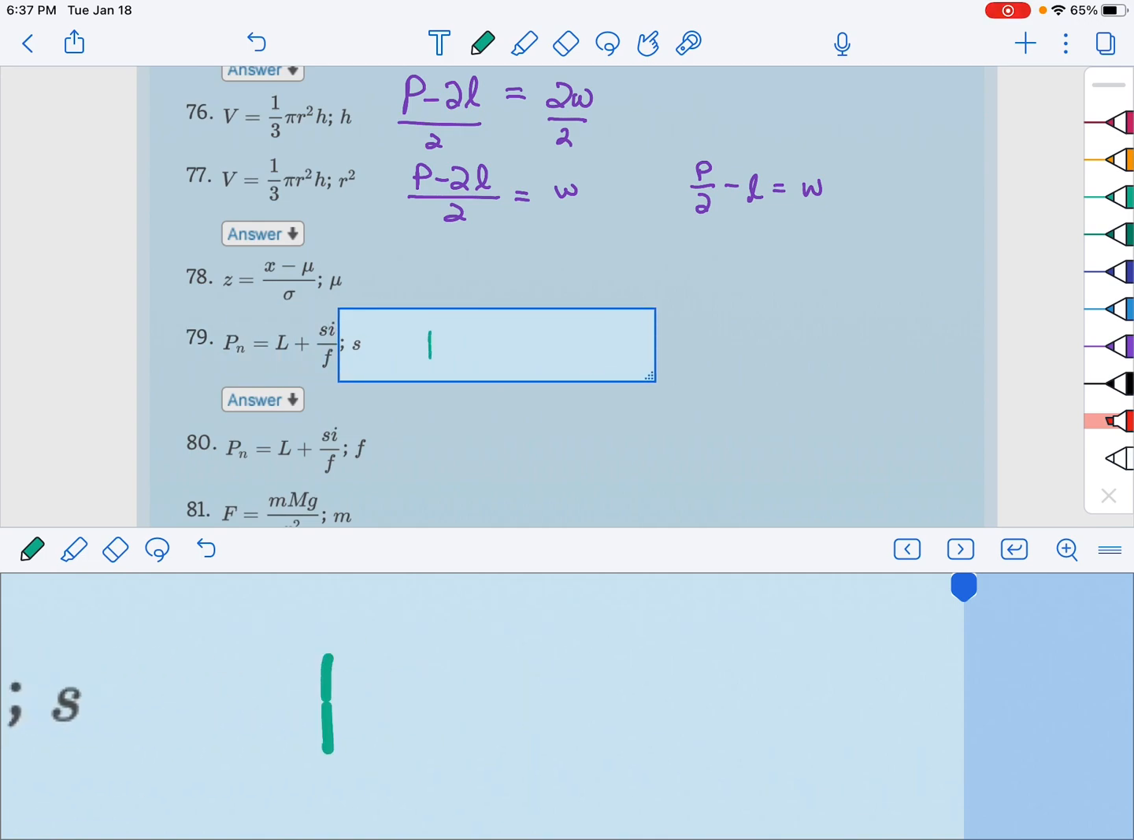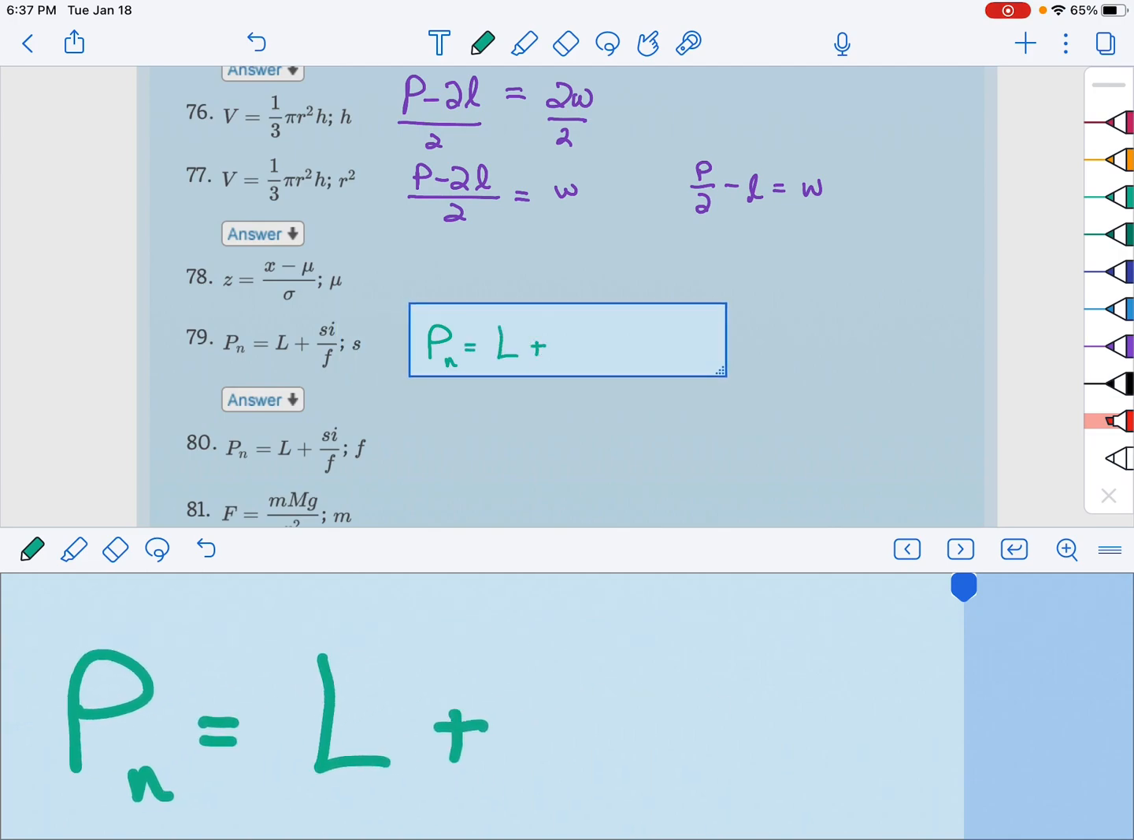All right. I honestly don't know what this formula is. It's probably physics. So, P sub n equals L plus S times I over F. Now, we want to get S by itself. So let's see, what's happening to the S right now? It looks like it's being multiplied by I, then divided by F, and then adding L. So we're going to take those things off one at a time.